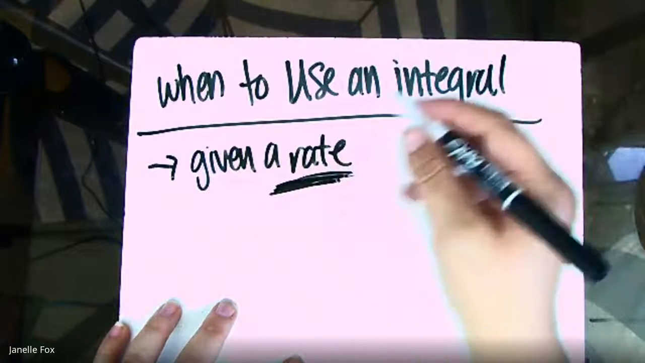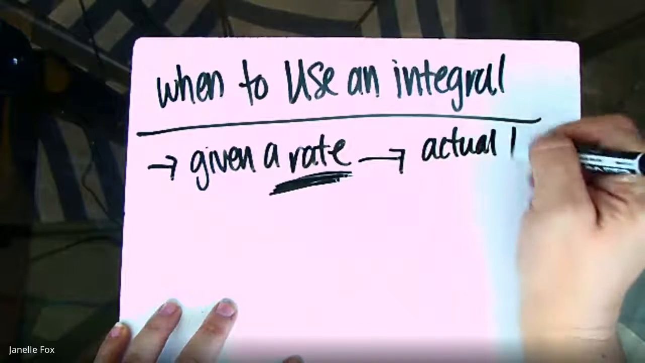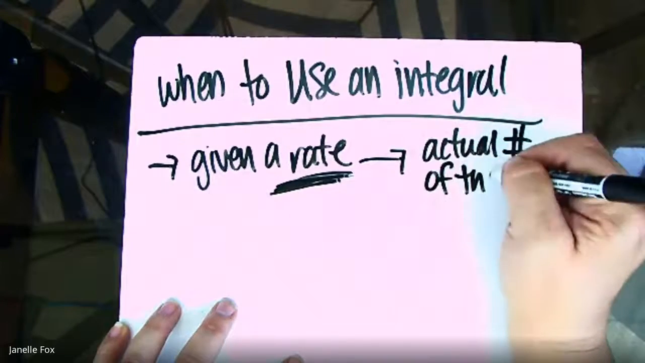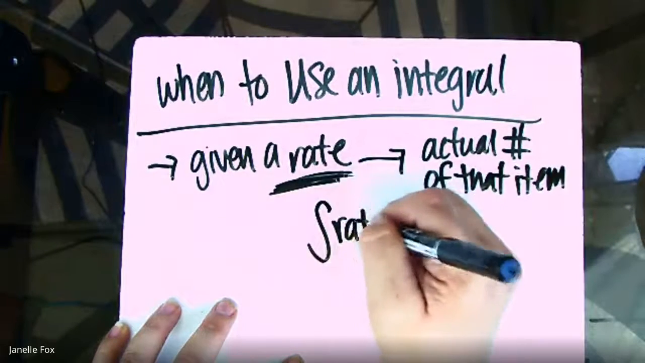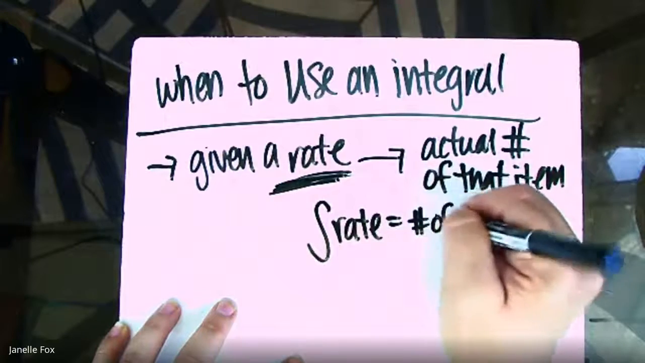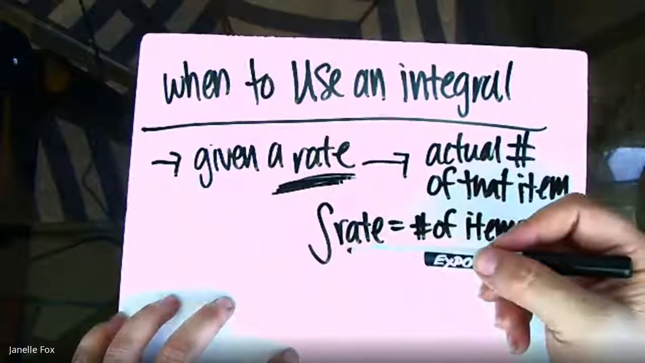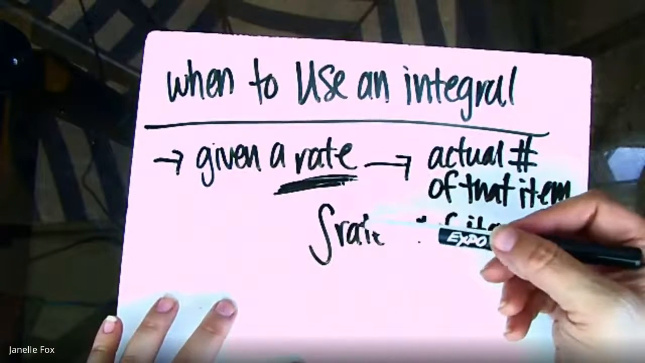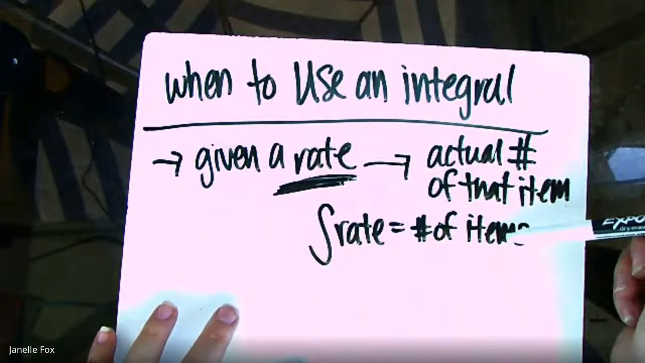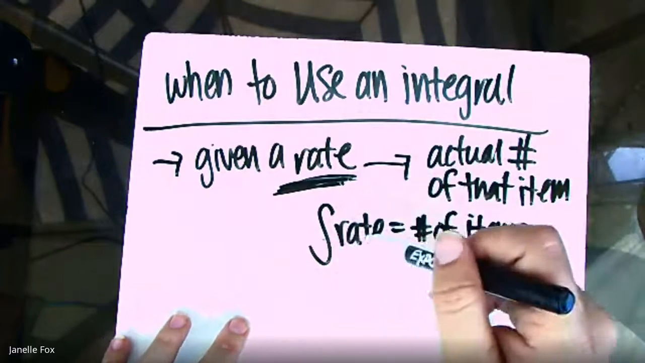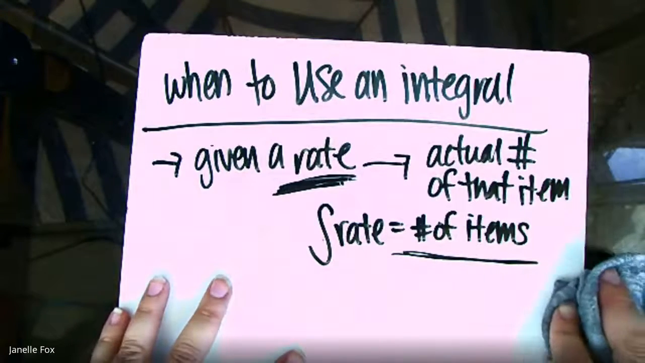Then when it asks for the actual number of that item, that means you're going to have to integrate, and if you integrate a rate, you get the number of items or whatever it is. So for example, if they were saying, here's the rate the fish are coming in the pond. What is the number of fish after a certain time? Then taking the integral of the rate is going to give you the actual number of items. Okay, that's a good instance to be using an integral.